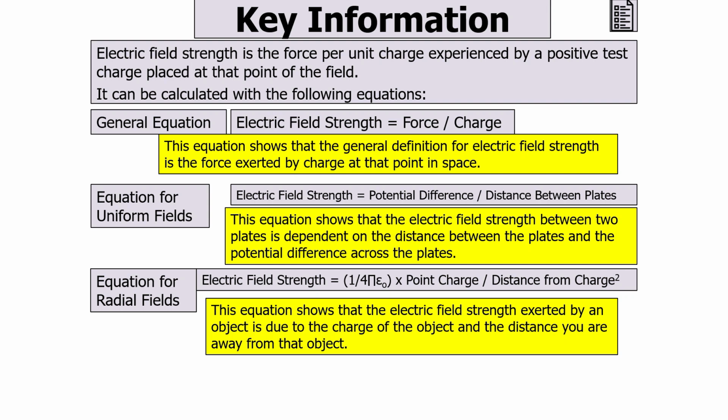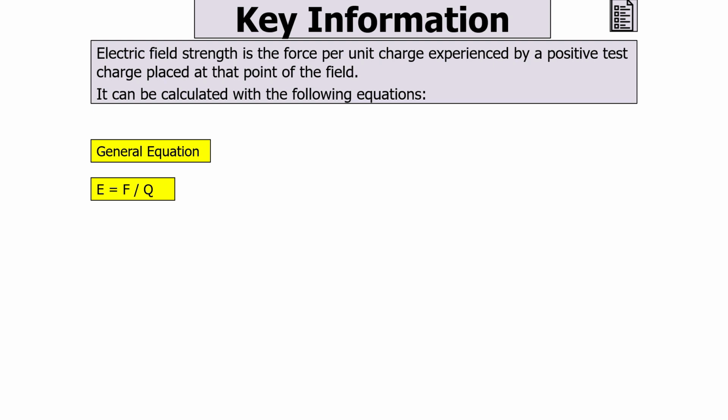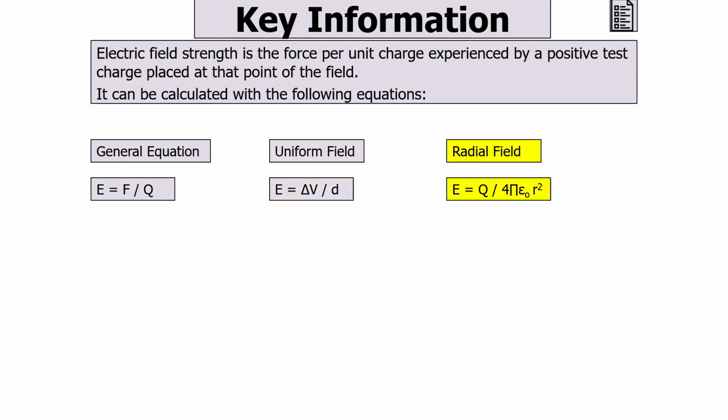So we can see our equation for the general definition of the electrical field strength. The equation that shows the electrical field strength between two plates is dependent on the distance between the plates and the potential difference across the plates. And then finally, the electrical field strength exerted by a charged object or a point charge is due to the charge of the object and the distance you are away from that object. So to clarify, our general equation is E is equal to F over Q. Our uniform equation is E is equal to delta V over d, and our radial field equation is E is equal to Q over 4 pi epsilon 0 r squared.